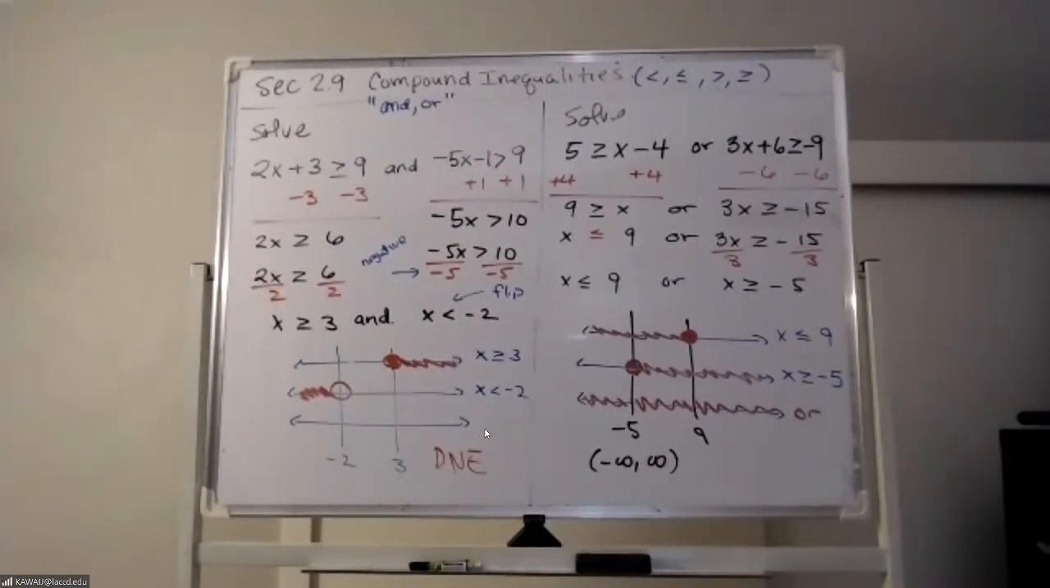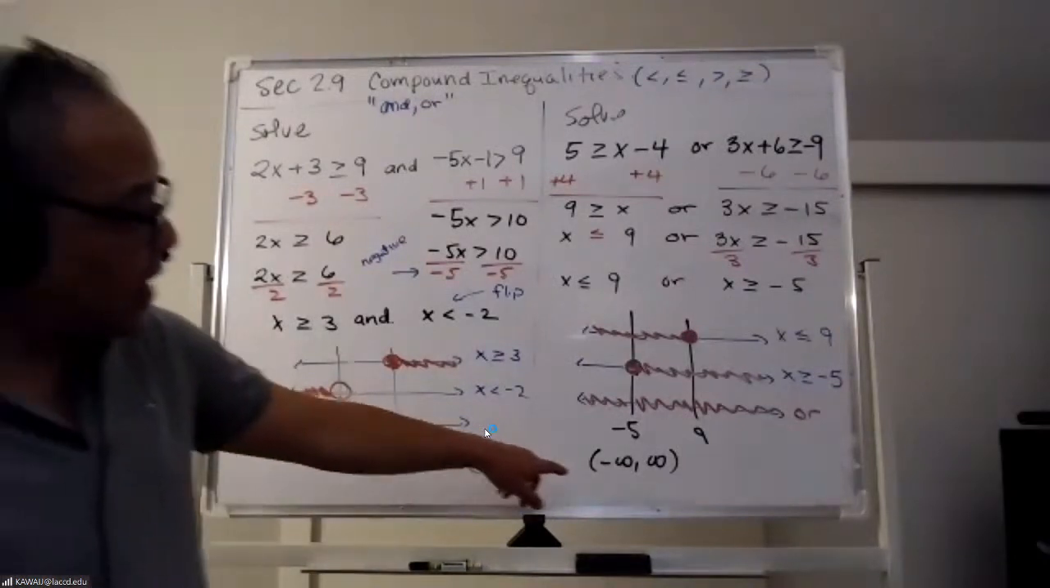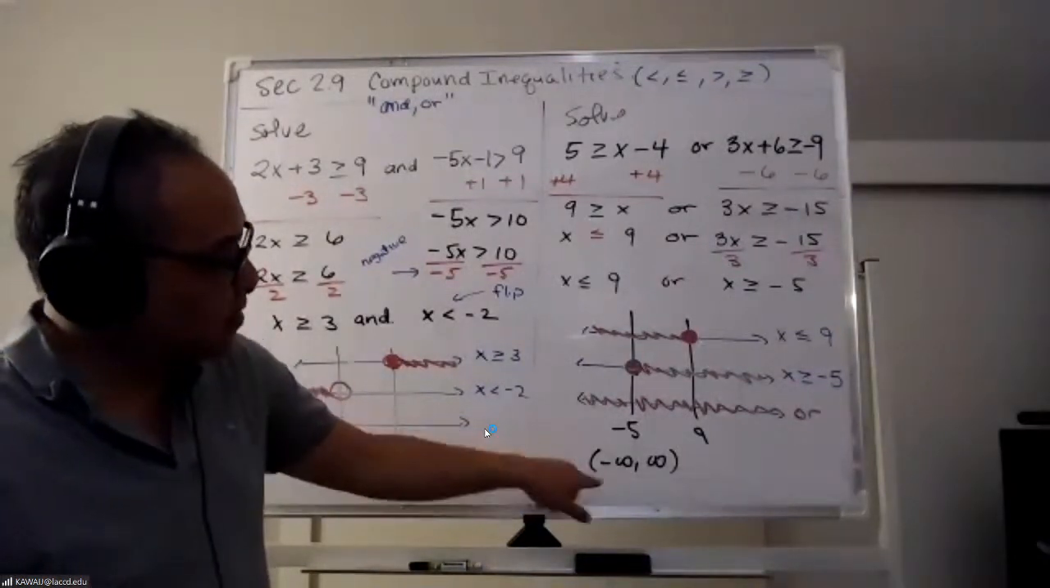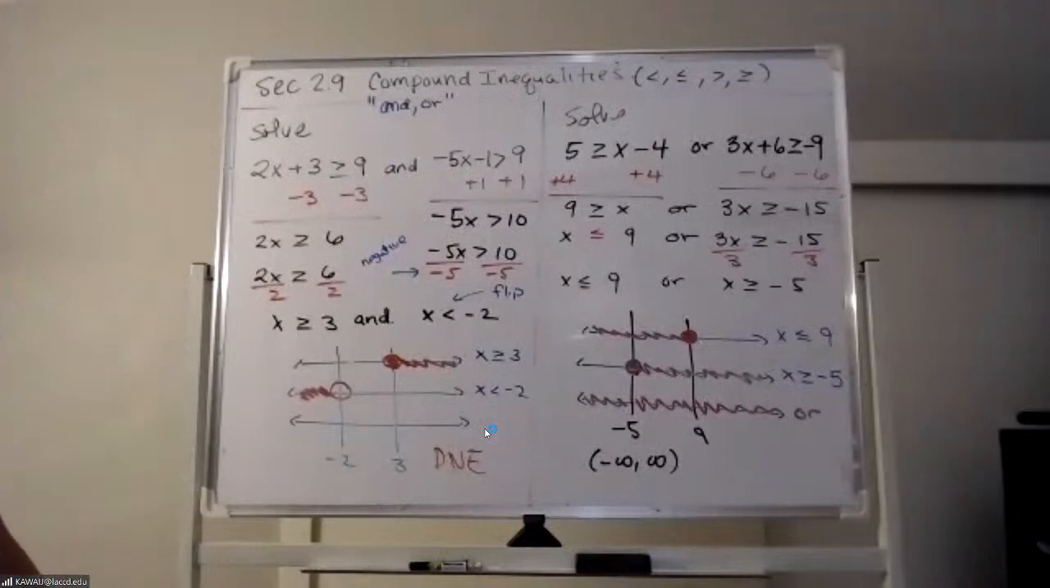Professor, does it matter if it's brackets or parentheses? Yeah, whenever you're doing anything that has infinity, it always has to be a parentheses next to the infinity. Oh, okay.